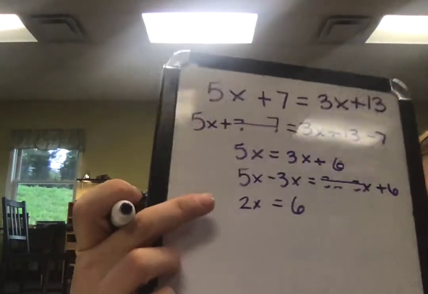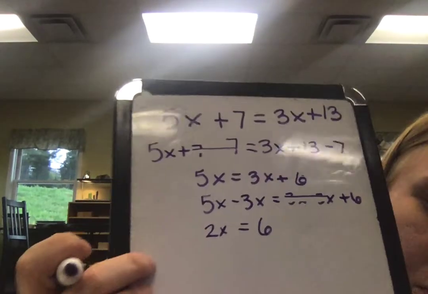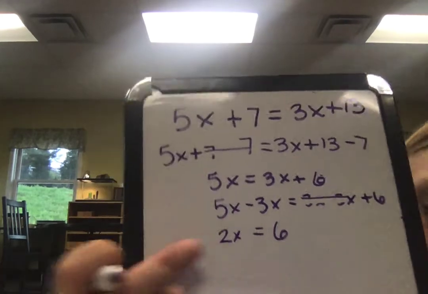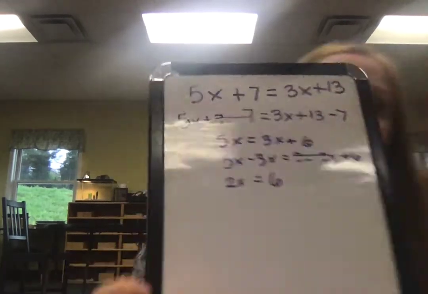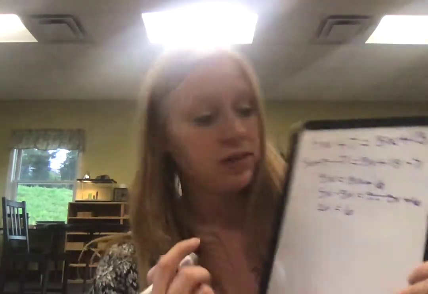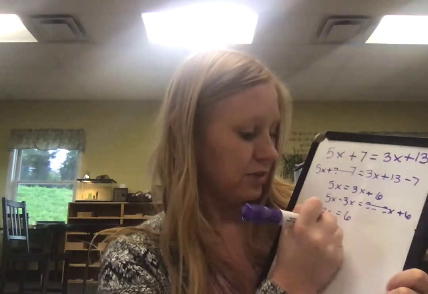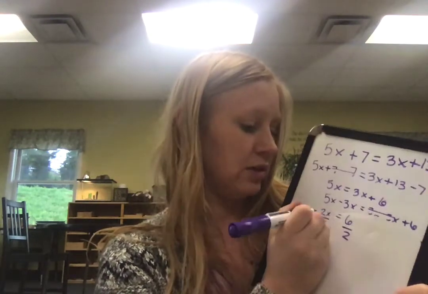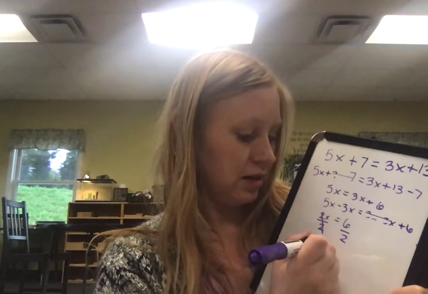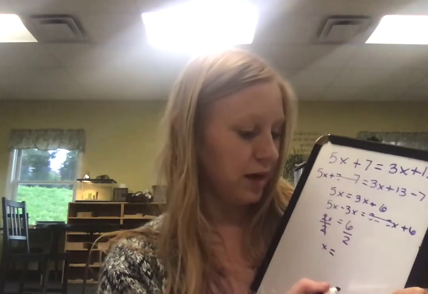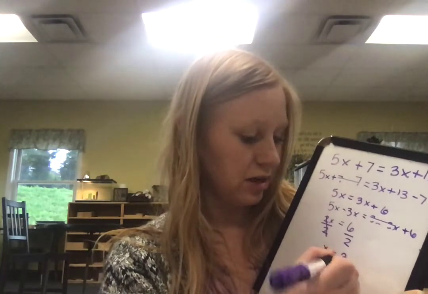Okay, now I need to make this x by itself. Right now I'm multiplying by 2. What's the opposite of multiplying by 2? Dividing by 2. I'm going to divide both sides by 2. 2 divided by 2 is 1. x = 6 divided by 2, which is 3.